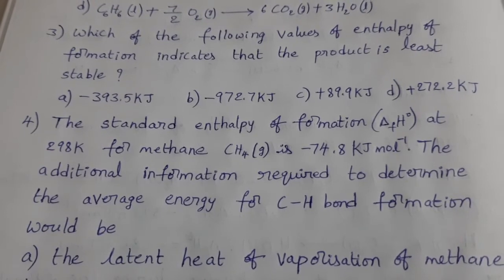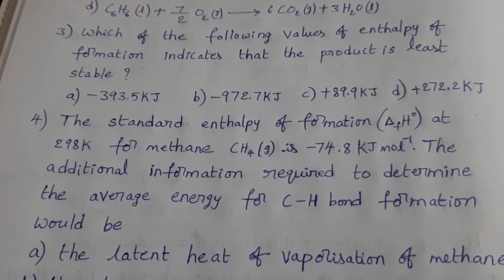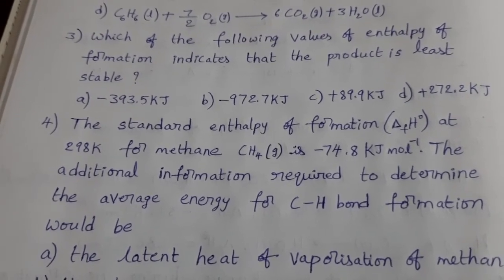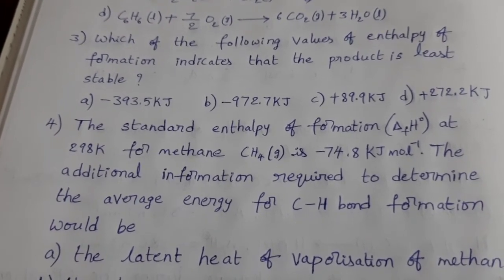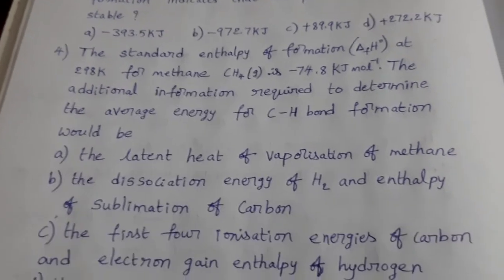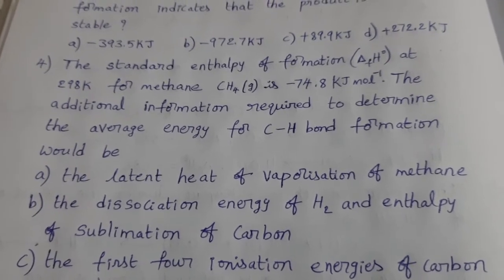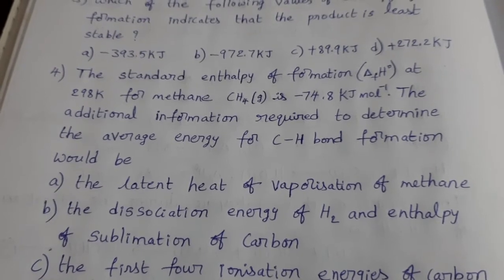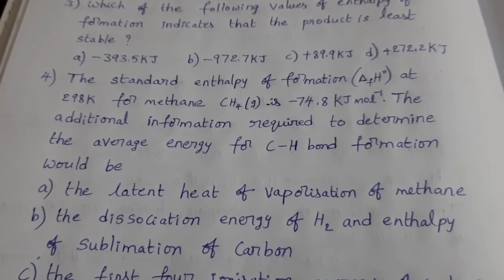CH bond, how this bond is formed? H2 molecule is dissociated to hydrogen atoms in gaseous state. Those atoms can combine, can be bonded with carbon atoms. Then we can get CH bond. Okay. For that, suitable one is the dissociation energy of H2 and enthalpy of sublimation of carbon. These two things are required to determine the average energy of CH bond formation.